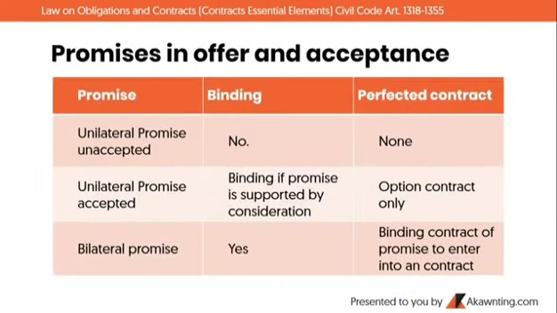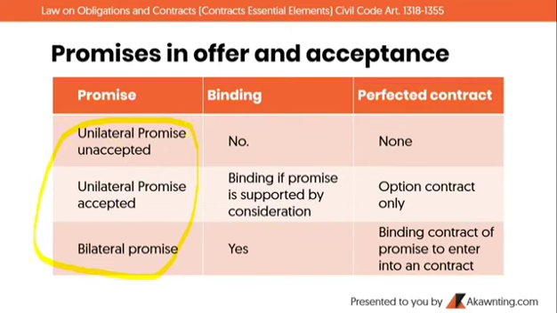So, promises in offer and acceptance. Okay? In contract kasi, pwedeng magkaroon ng mga tinatawag nating promises. So, yung mga promises na ito, hinati natin into 3. So, we have unilateral promises.